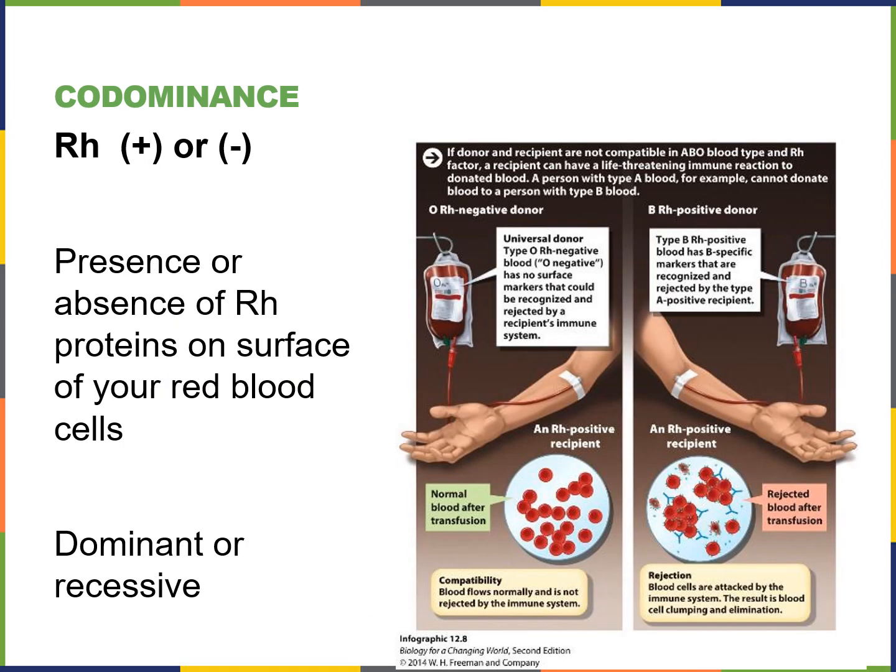The other thing that goes into blood type is something called rhesus factor or RH factor. This is where the positive or negative comes from. And basically, whether you have a presence or absence of these proteins determines whether you are positive or negative. If the donor and recipient, again, are not compatible in their blood type and rhesus factor, then they can have a life-threatening immune reaction to donated blood. So that you wouldn't be able to do it. You do have to match the blood type, and then you also have to match the rhesus factor as well.